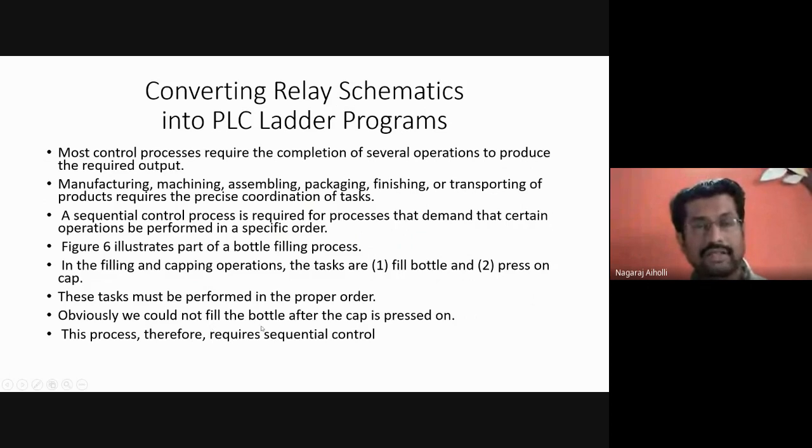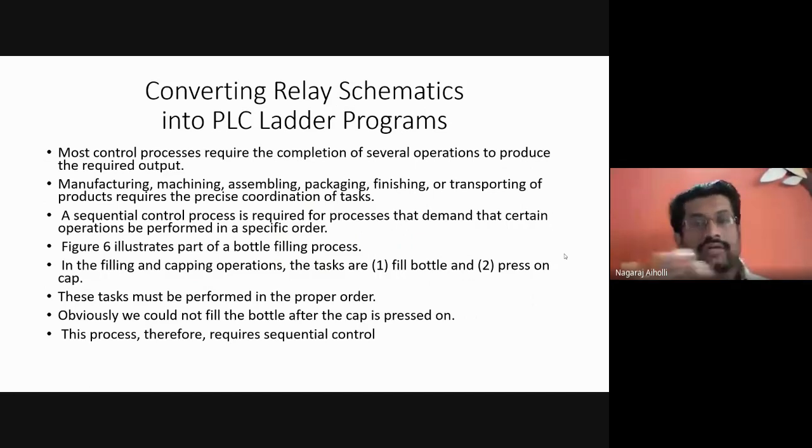Obviously, we could not fill the bottle after the cap is pressed on. Look here. In the sequential process, what is happening? Just now I explained with the figure that is combinational control. In the sequential process control, what happens? There are two tasks here. One is filling the bottle with the liquid. Another one is applying the cap. These are the two tasks. Now, instead of filling the bottle first, if the cap is applied, then what will happen?